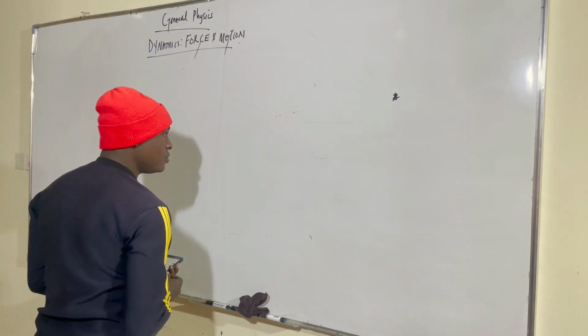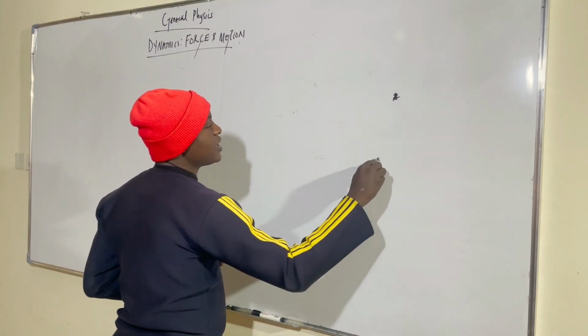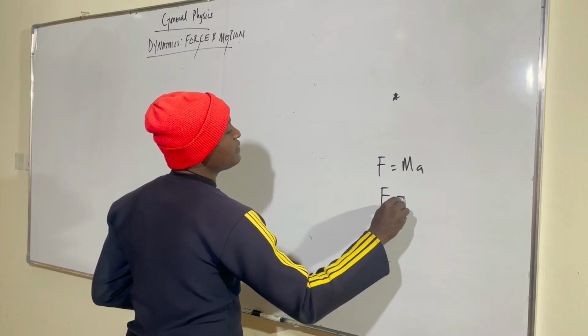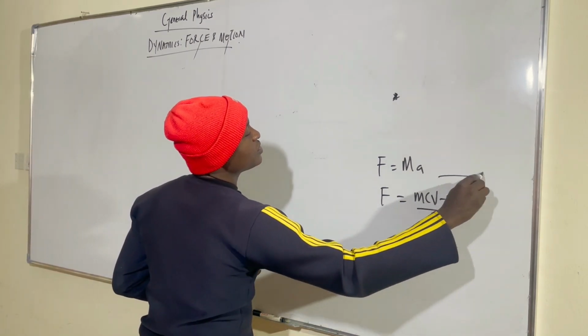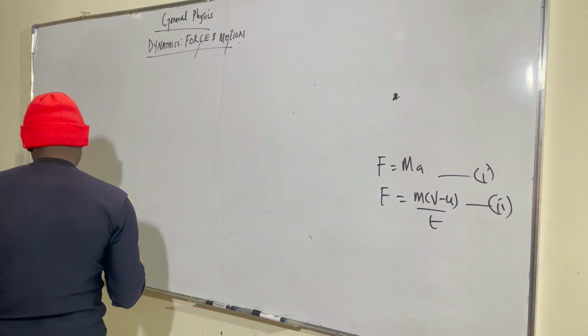So what we derive now, we have the first one, F is equal to ma, and we have F is equal to m bracket of v minus u, all over t. So those are the 2 equations that we have. Now, let's look at this problem.